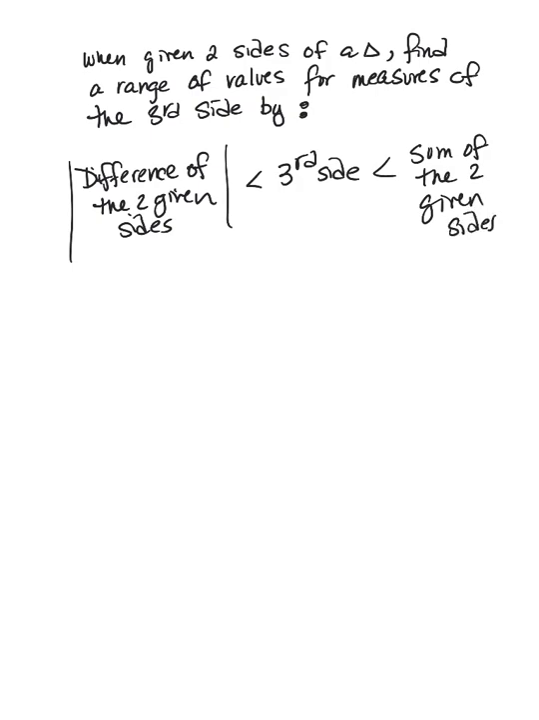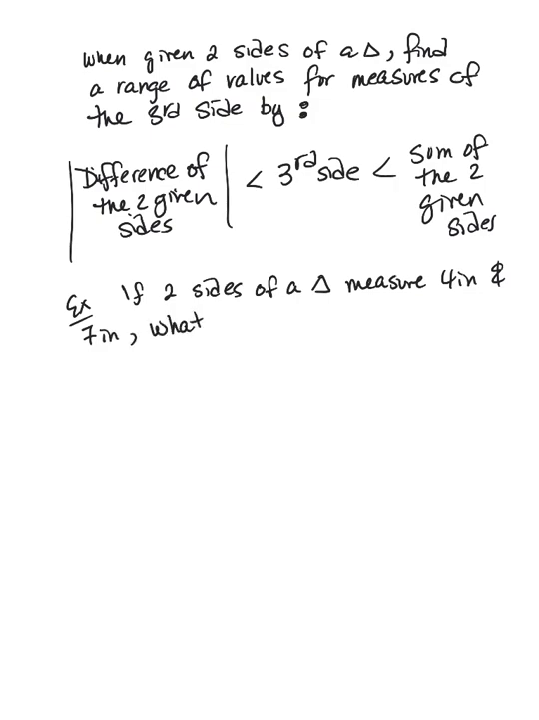Okay, so for example, this was a Regents question. If two sides of a triangle measure 4 inches and 7 inches, what are the possible measurements of the third side?